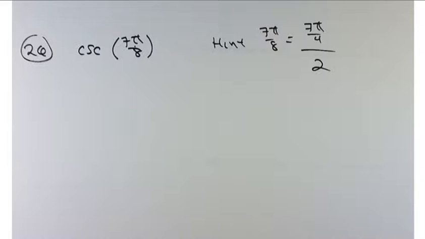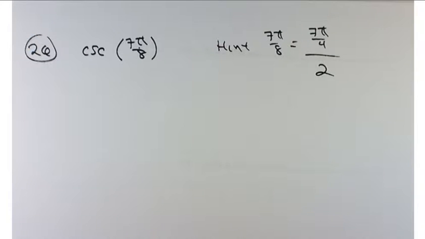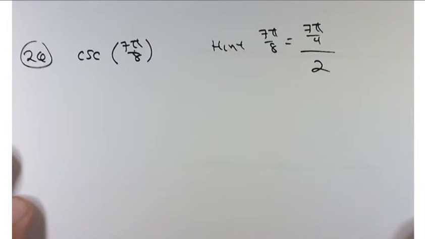So for problem 26, the obvious hint is this one, but we have to do a little bit more work here because we don't have a cosine or cosecant half angle formula. What can we do?